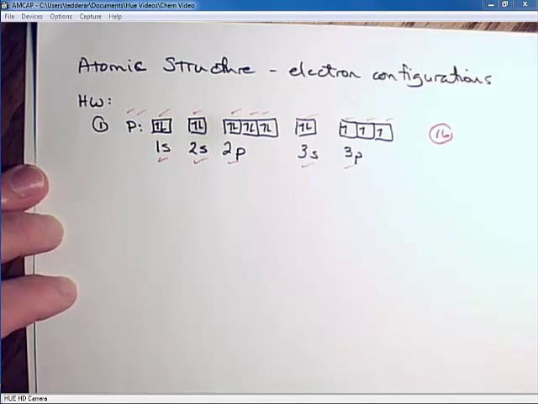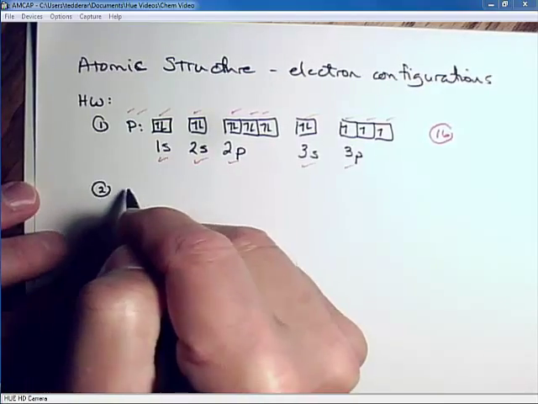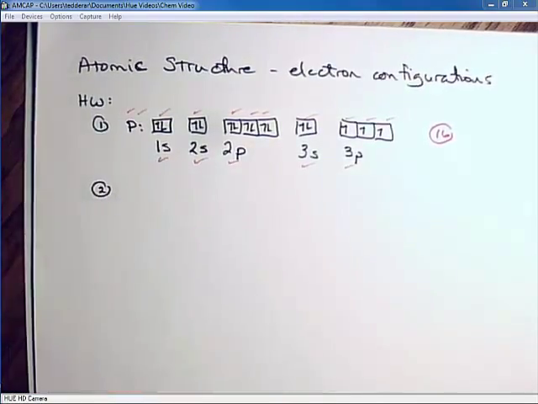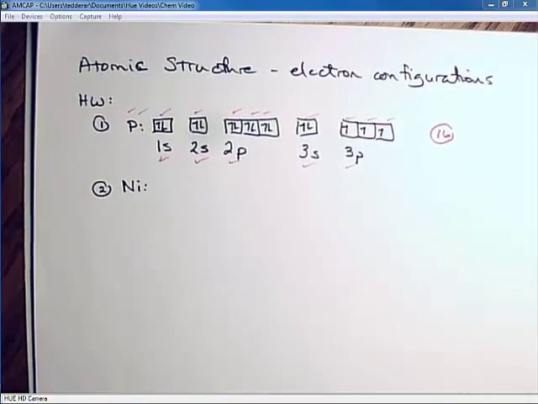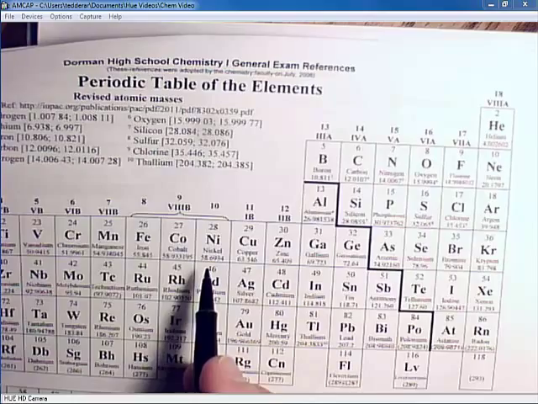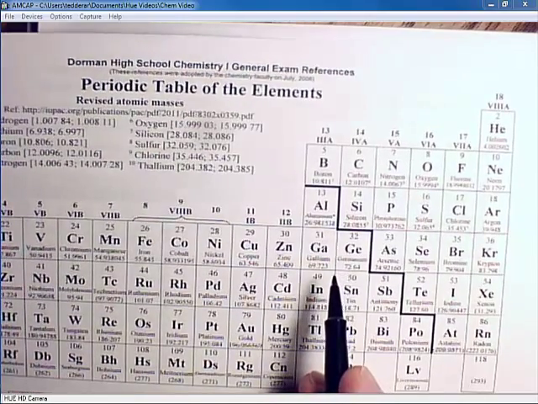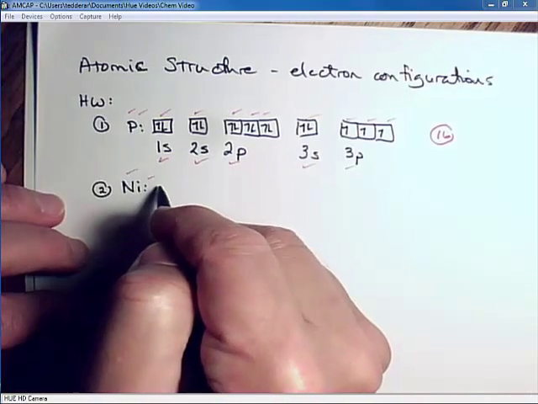So the next problem then that you were assigned for homework was for nickel. And nickel's symbol is Ni. We're going to put a symbol here with a colon. Both of those are worth points, symbol and colon. Nickel is in the 4th row. So we have to fill up everything prior to the 4th primary energy level. So all of this gets filled up.